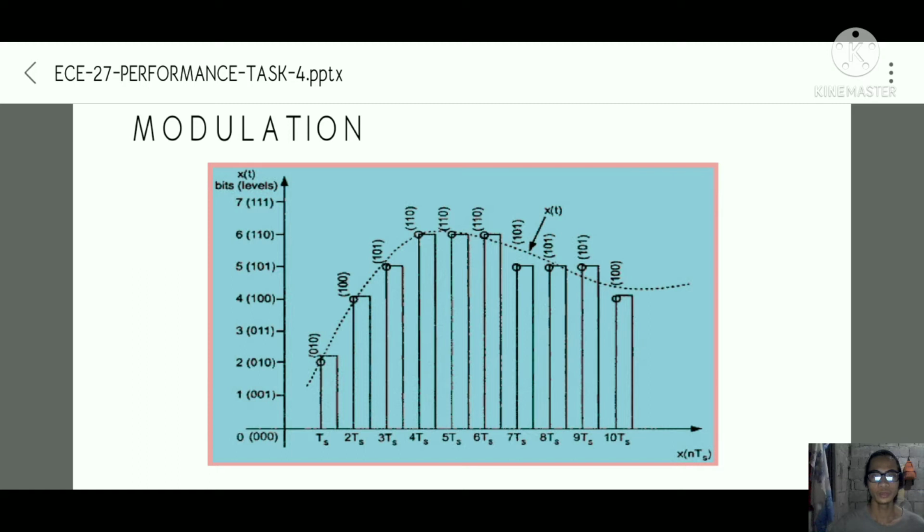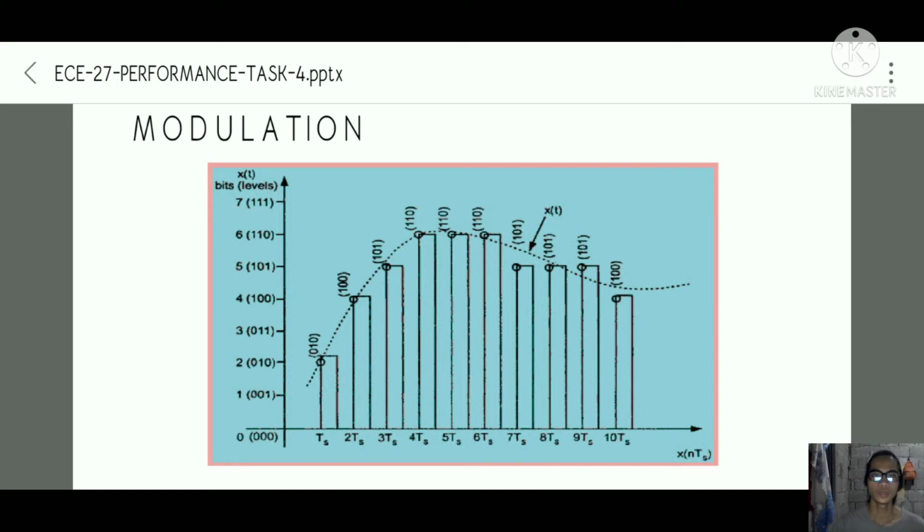The figure shows a continuous time signal x of t denoted by a dotted line. This signal is sampled by flat top sampling at intervals Ts, 2Ts, 3Ts, and so on. The sampling frequency is selected to be higher than the Nyquist rate. These samples are encoded by using 3 bits, 7 levels PCM. The samples are quantized to the nearest digital level as shown by small circles in the above figure. The encoded binary value of each sample is written on top of the samples.